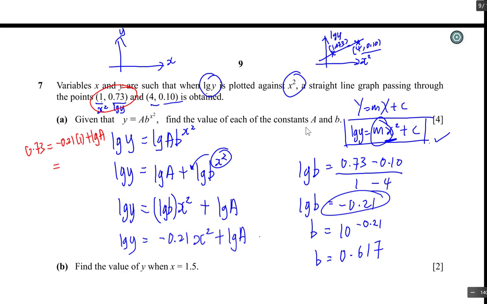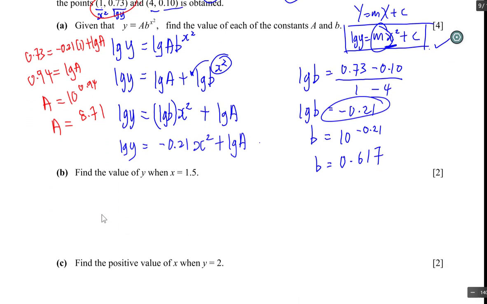So my log a is 0.94. So a equals to 10 power of 0.94. Then I can get my a from here, which is 10 power of 0.94. Then I will get 8.71. Right, so yeah, this is how you solve this kind of question. Don't substitute in and do simultaneous, alright?